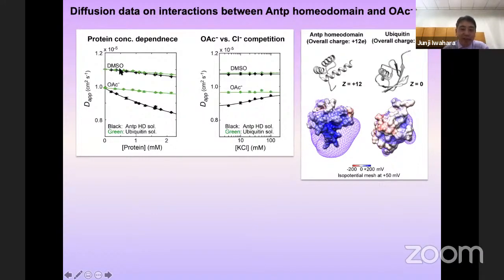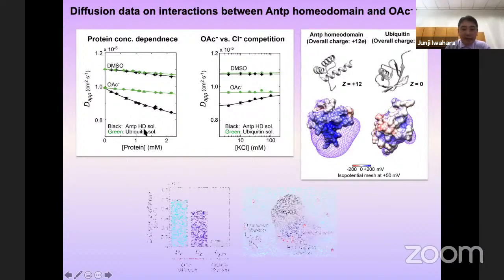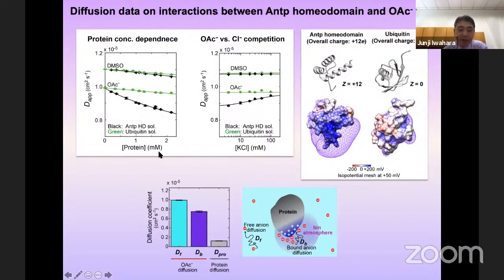But even for DMSO, in this case, there is a decrease, right? And this is, again, the macromolecular crowding effect. So for anion protein interactions, we should really take this macromolecular crowding effect into consideration. With that, we can still determine the diffusion coefficient for acetate ions within the ion atmosphere around the protein. That's what we got here.